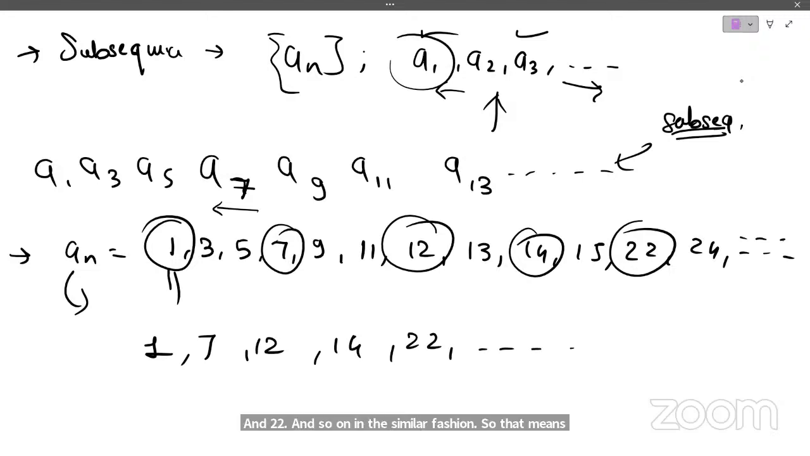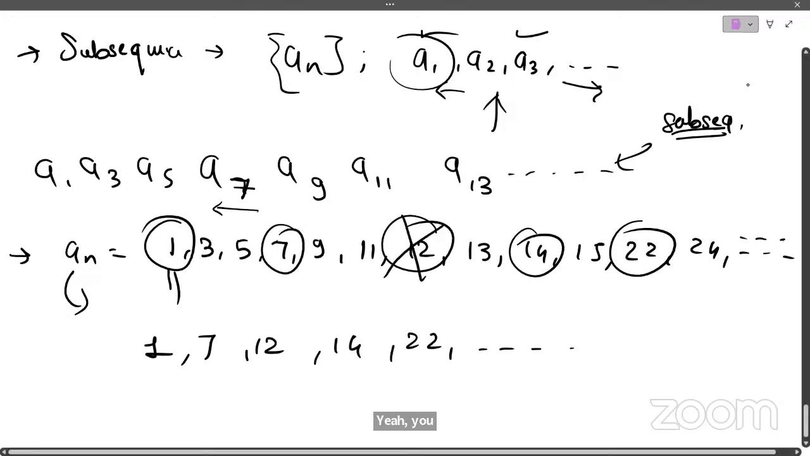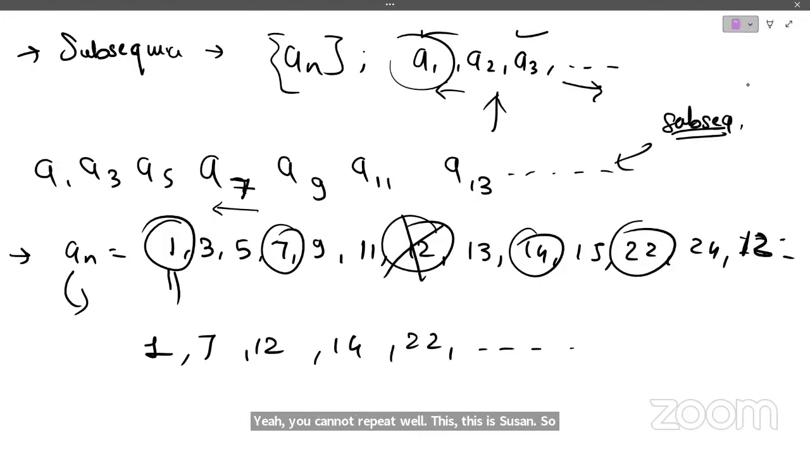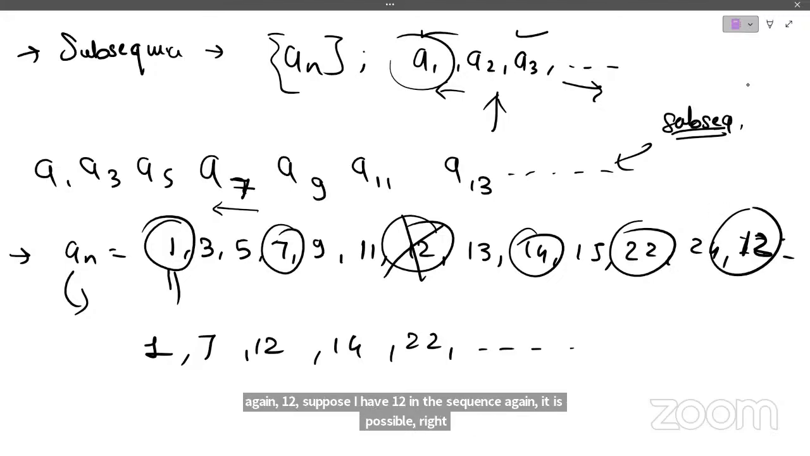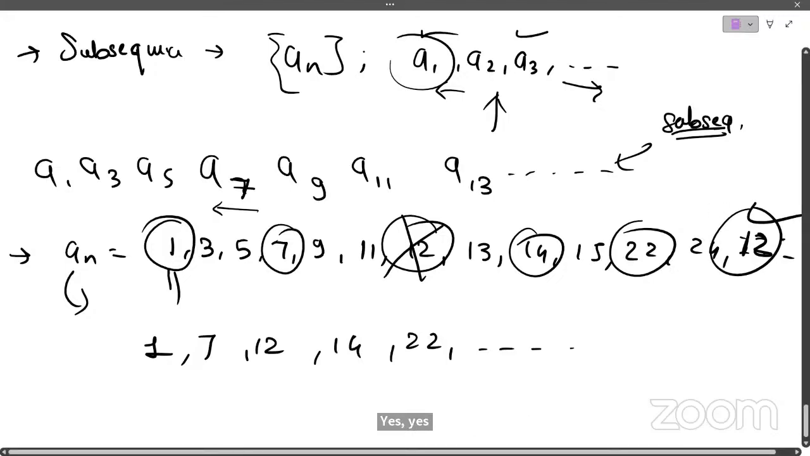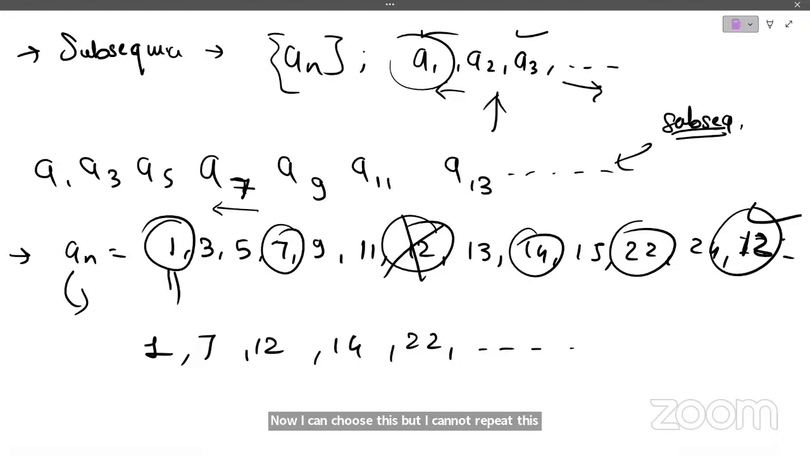And I cannot repeat 12 again, right, ma'am? Yes, you cannot repeat 12 again. It is chosen, so it's gone. If 12 appears in the sequence again, it is possible to choose that 12, but I cannot repeat this 12. So this is called a subsequence of a sequence. Actually it is defined more formally in the mathematical sense, but that will confuse you, so that's why I'm giving the interpretation.